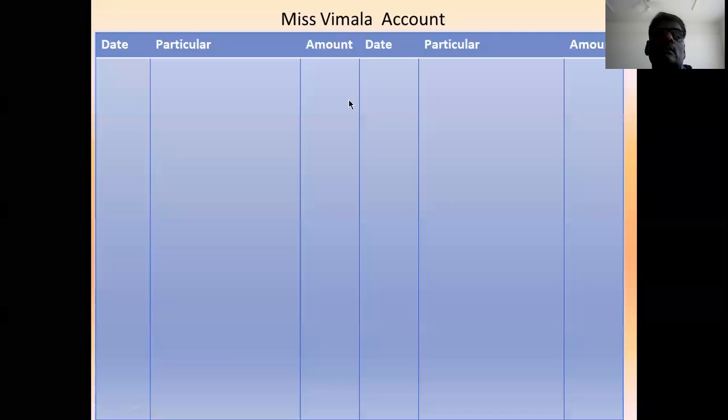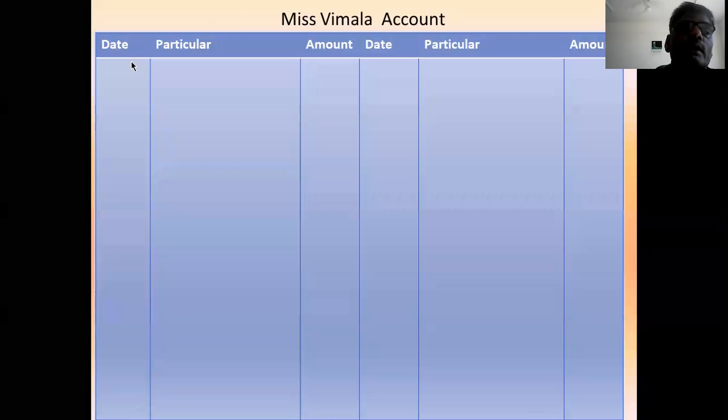Next account, Vimala account. In the Vimala account, debit side to bank, credit side by royalty. Debit side amount, payment column, credit side amount, royalty column. Write the total, take the total. If there is a balance, you write it as short working.